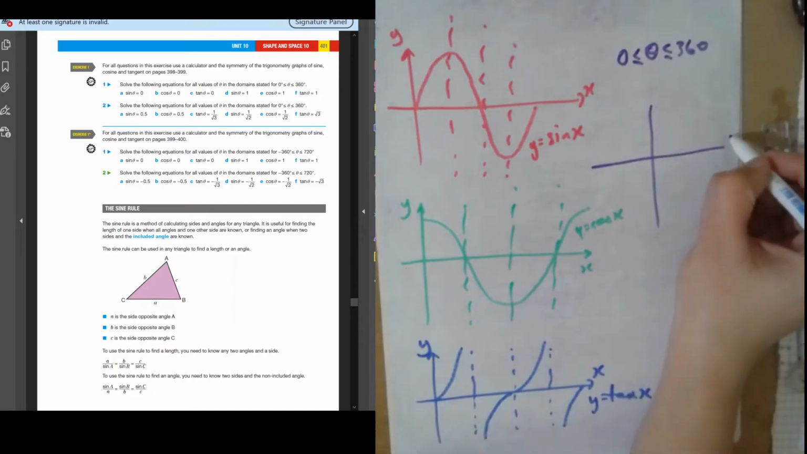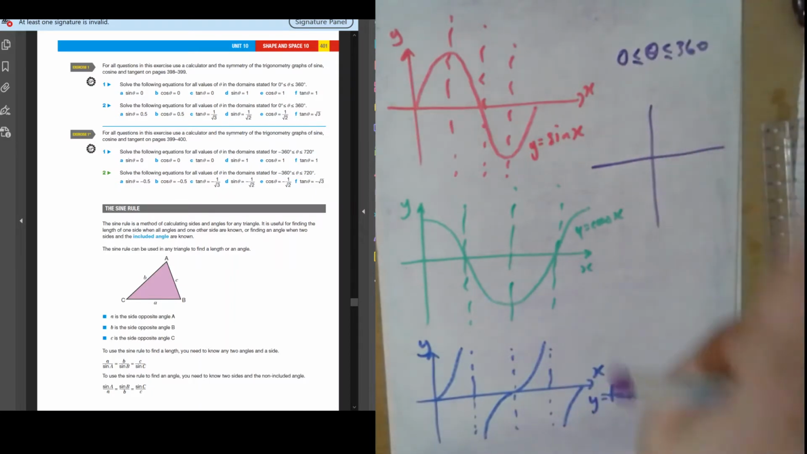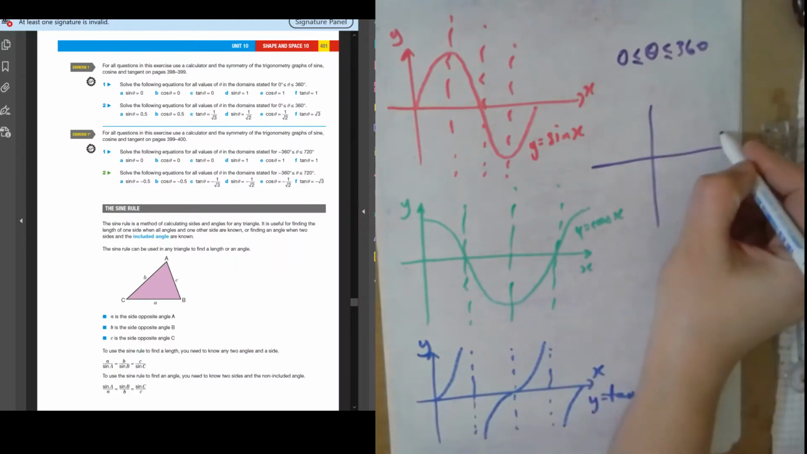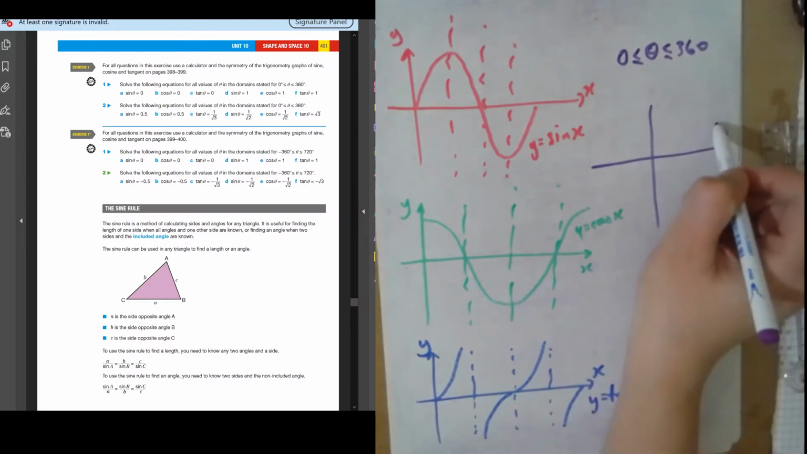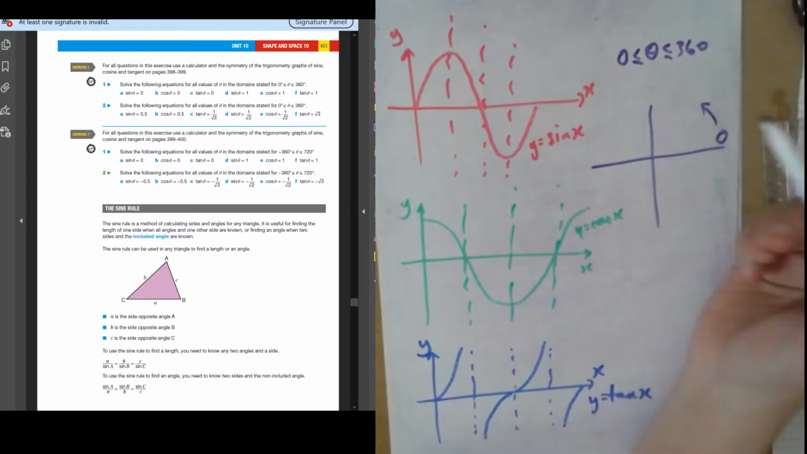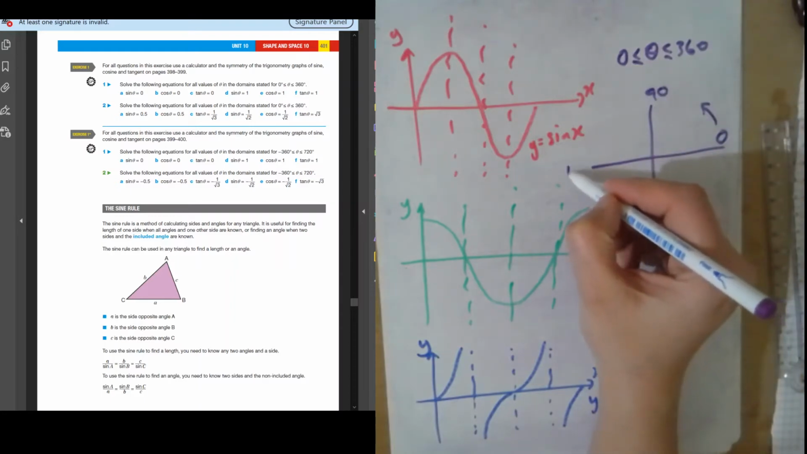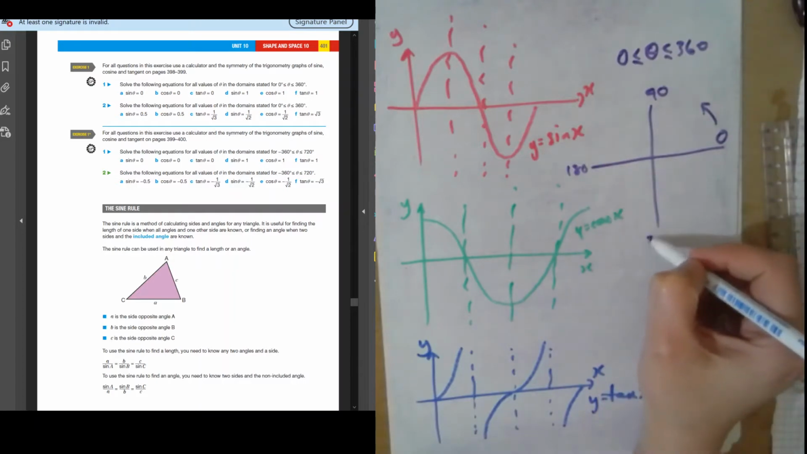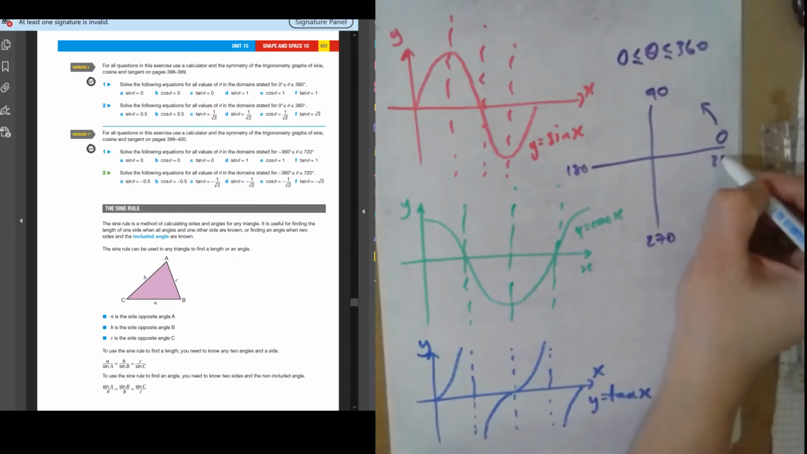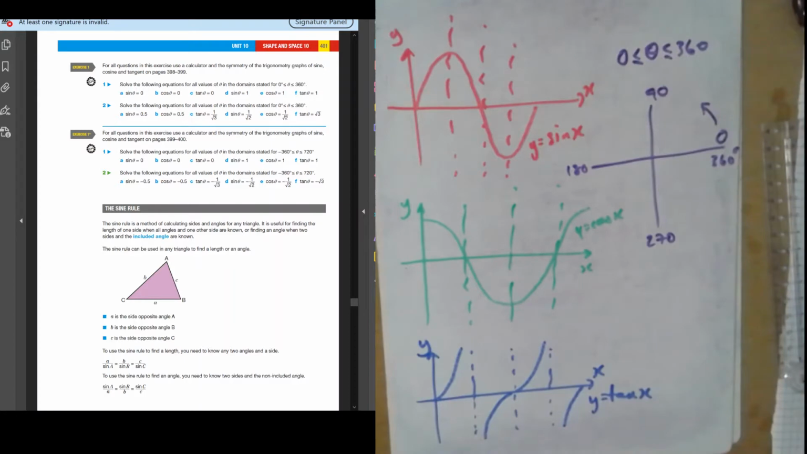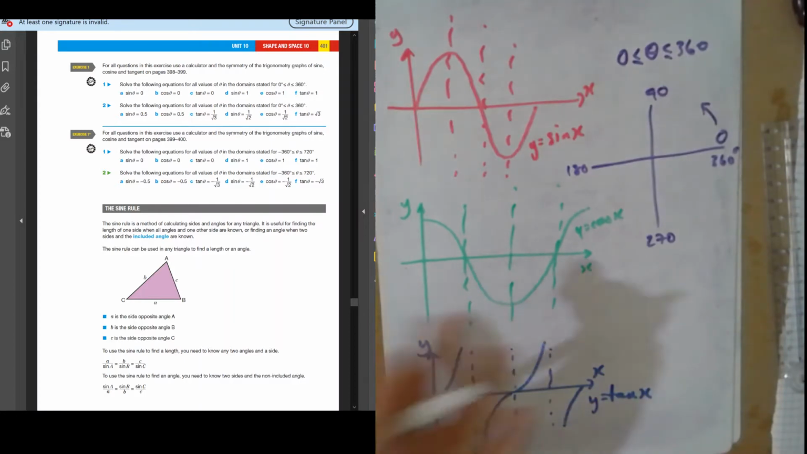Where you usually see the x-axis, that's going to be our 0. Then you move counterclockwise, or anti-clockwise, however you want to say it, and you just go up in steps of 90 degrees. Hopefully that should make sense.